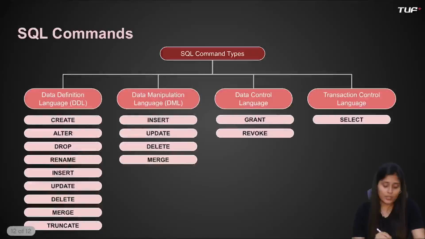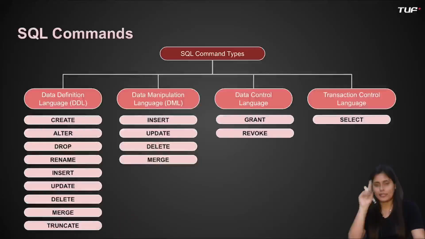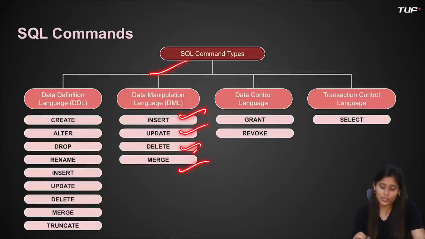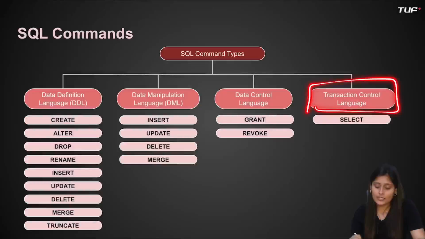So this is all about the SQL commands which we have learned in our different languages. In DDL, we are using create, alter, drop, rename, and truncate, where drop deletes the whole structure along with the data, and truncate only deletes all the records. The data structure remains the same. In DML, we are using insert, update, delete, and merge. In DCL, which is control, we are granting access or revoking access. And last is transaction control.